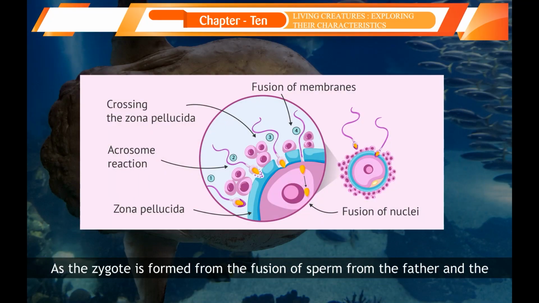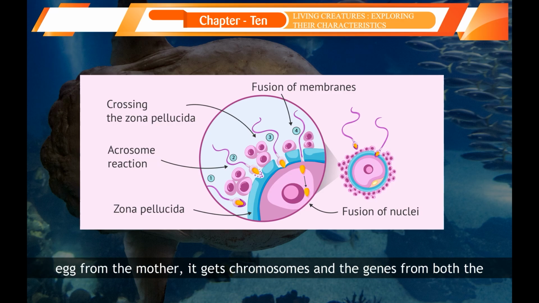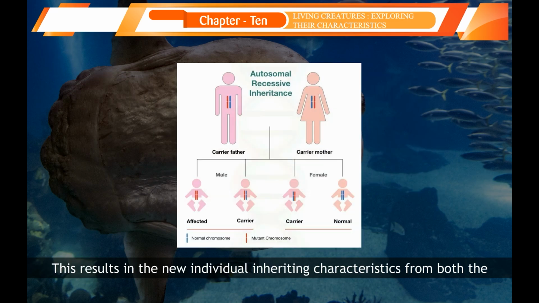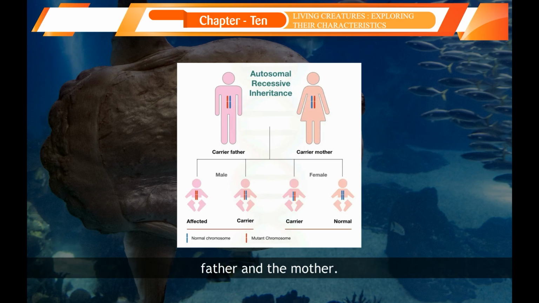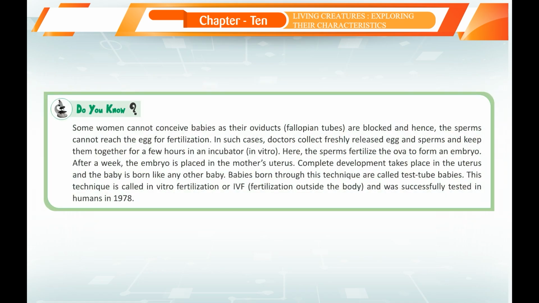As the zygote is formed from the fusion of sperm from the father and the egg from the mother, it gets chromosomes and the genes from both the parents. This results in the new individual inheriting characteristics from both the father and the mother. Do you know some women cannot conceive babies as their oviducts, fallopian tubes are blocked and hence the sperms cannot reach the egg for fertilization?